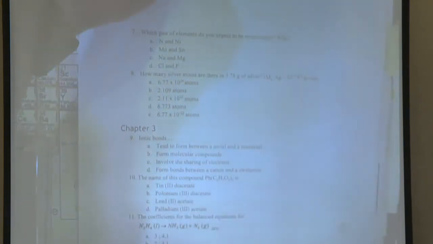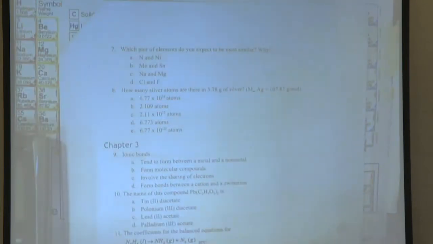Number 7, which pair of elements do you expect to be most similar? So this is like a periodicity or a trend kind of question.